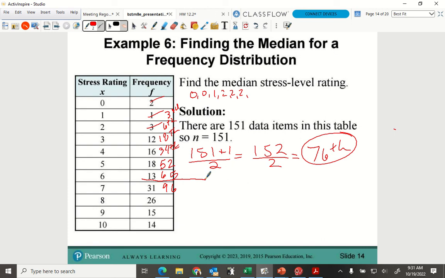And so, what do you think is going to happen? So right there, since at this point, I'm at 96 when I'm done with the 7s. So the number in the middle has to be a 7. Because again, I have 31 of those 7s all lined up. And the 76th place is a 7. Does that make sense now?